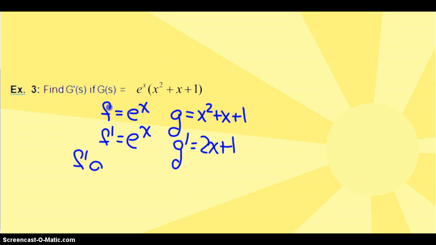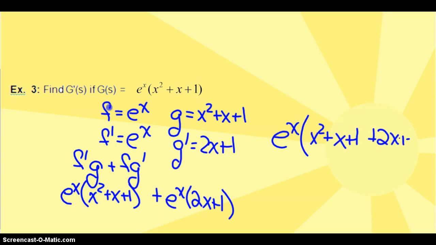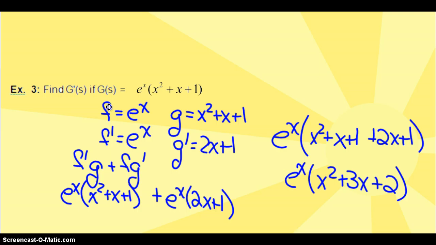So I'm going to write it down for us again, f prime g plus f g prime, and we'll have e to the x times x squared plus x plus 1 plus my f value, e to the x, times 2x plus 1. And to simplify that, I'm going to GCF out the e to the x, so I'll have e to the x times (x squared plus x plus 1 plus 2x plus 1), so e to the x times (x squared plus 3x plus 2). So that's the product rule.